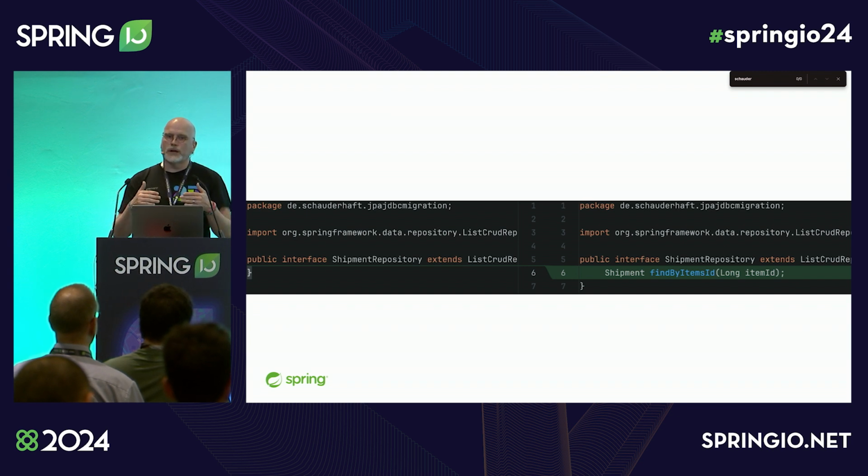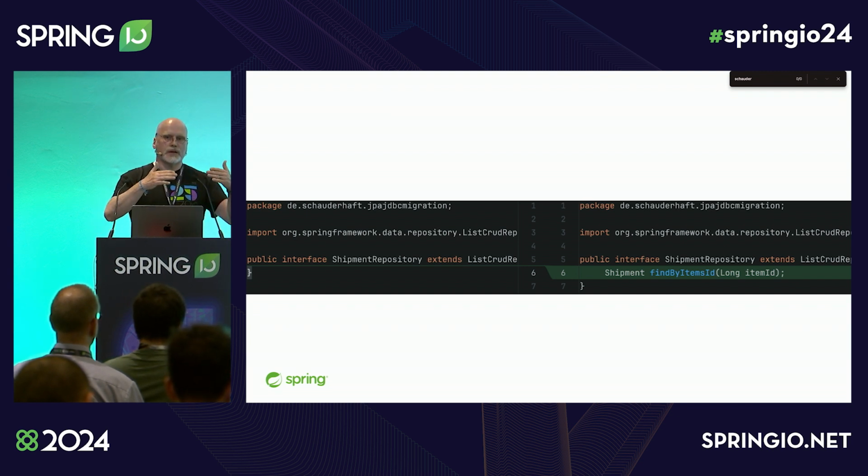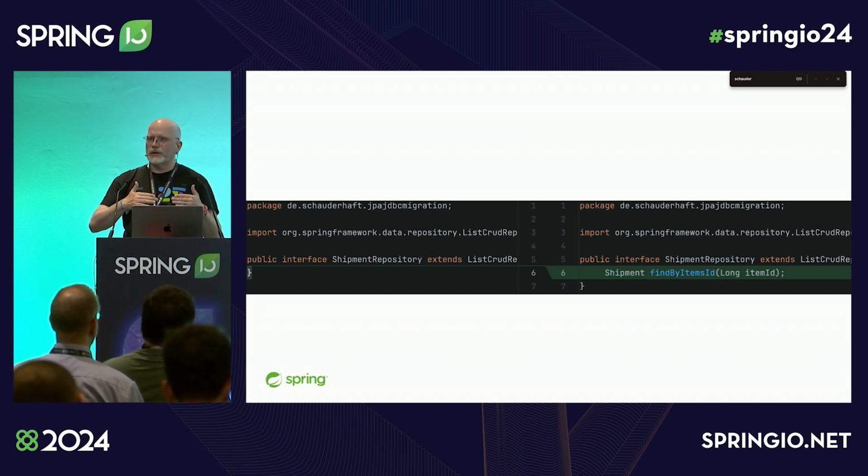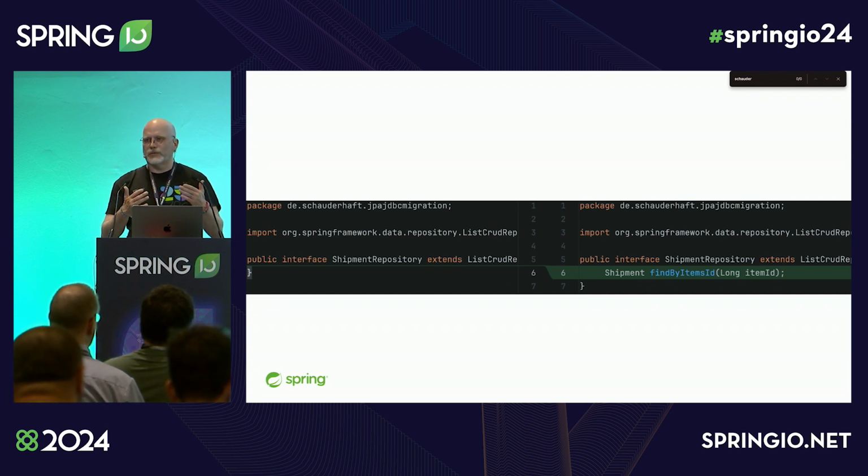But this is a good place to revisit the Mikado method, because with the Mikado method, I would actually do this in the reverse order. I would start, okay, I just delete the item repository, then notice, oh, that doesn't work.